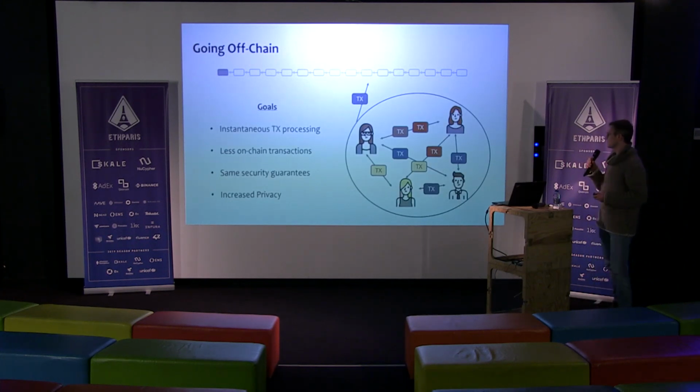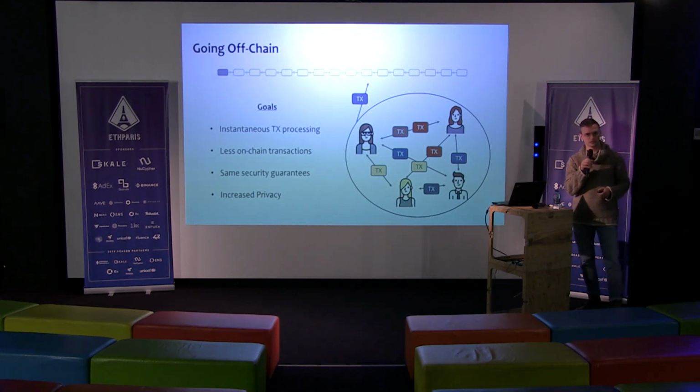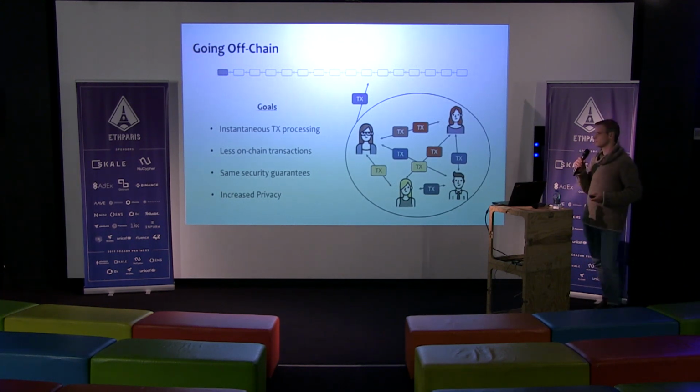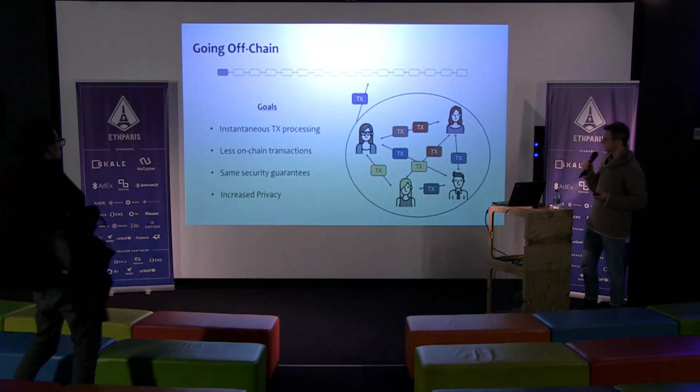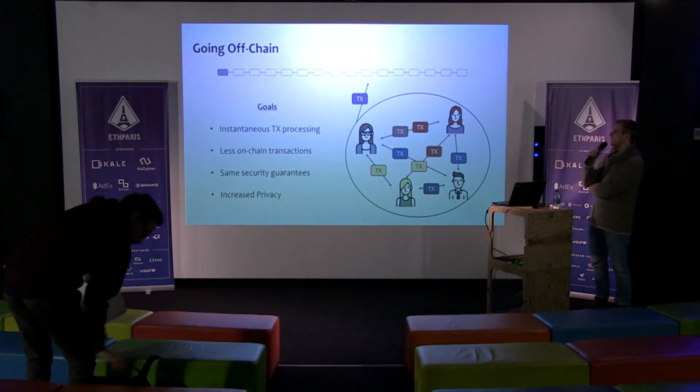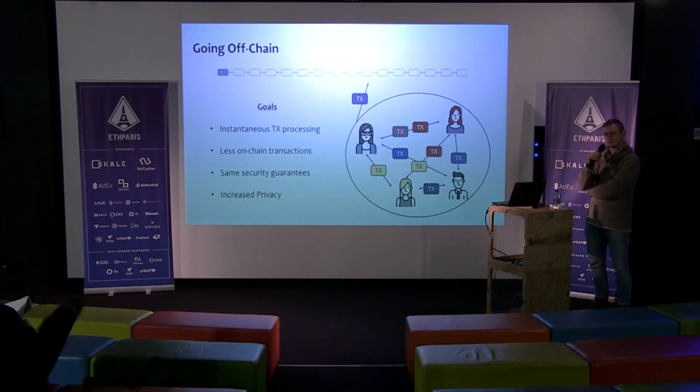So for going off-chain, we have the following goals. We want to have instant transaction processing, so that parties can just have a two-party protocol by which a transaction is final. We don't want to have on-chain transactions for each sub-transaction. We only have a transaction for opening and closing the channels. We still want to have, of course, the same security guarantees. And it also delivers increased privacy.